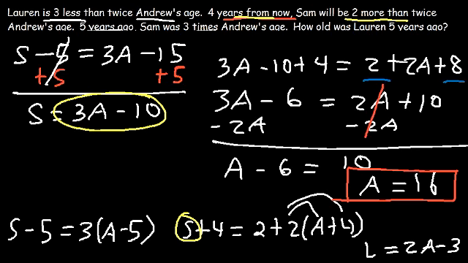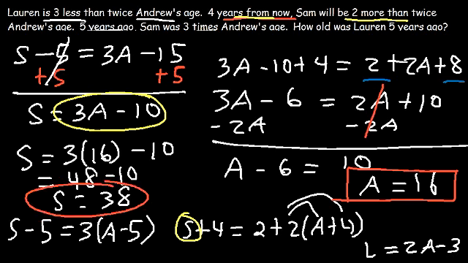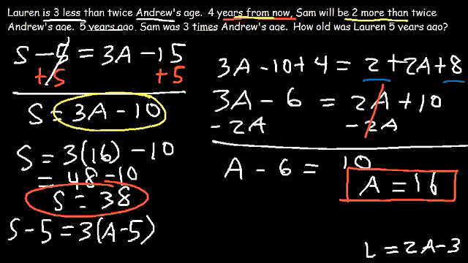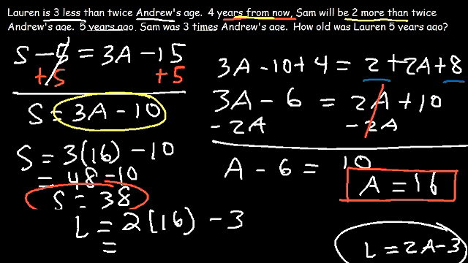So now that we have A, we could find S. So S is 3 times A, or 3 times 16 minus 10. 3 times 16 is 48. 48 minus 10 is 38. So S is 38. Now that we have A, we can calculate L. So using this equation, L is going to be 2 times A, or 2 times 16, minus 3. 2 times 16 is 32. 32 minus 3 is 29. So this is L.